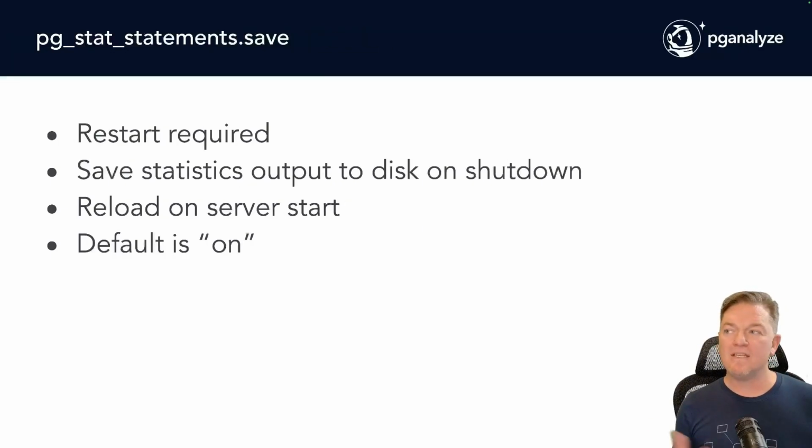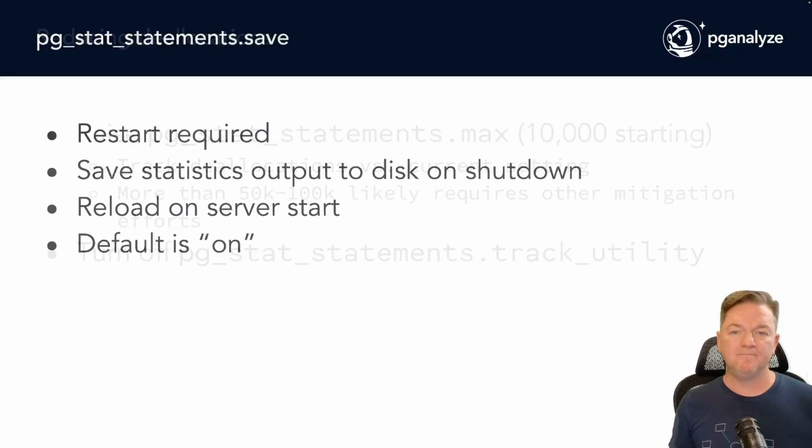And last but not least is the save configuration variable. Now this one, like max, can only be changed through a restart. It saves the statistics on a normal shutdown out to a file so that it can be reloaded when the server restarts. The default's on. Quite honestly, it's probably what you want. It's nice if you have to restart the server that pg_stat_statements starts from where it left off, so it doesn't have to reload all those statistics over a period of time.